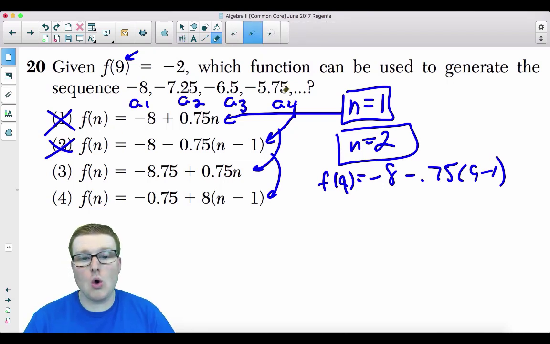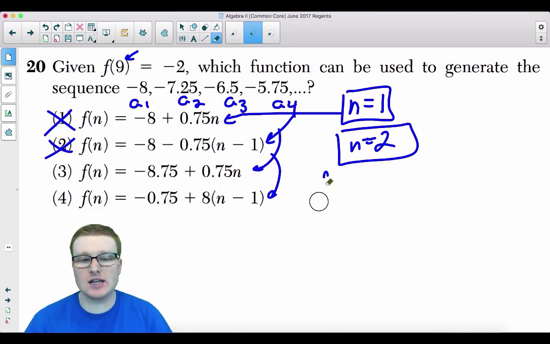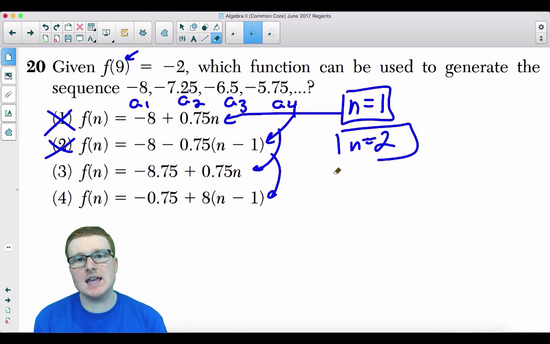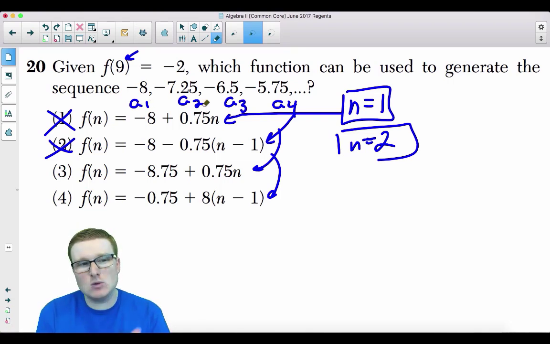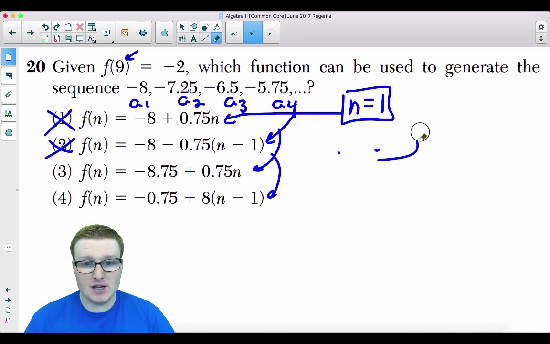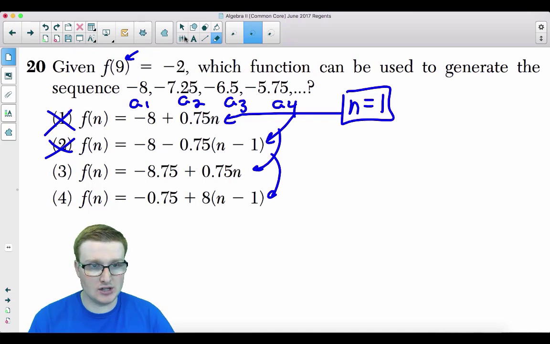That answer is wrong. So all I'm doing, folks, if you're sitting there confused, is taking the term number, like 1, 2, and seeing if it equals what they gave us. So let's go ahead to number 3 and plug in n equals 1, n equals 2, and so forth.